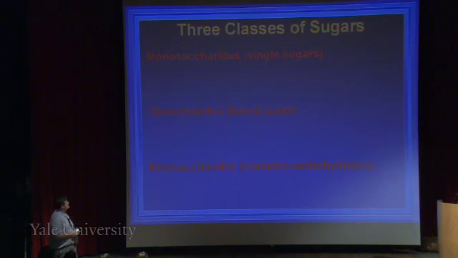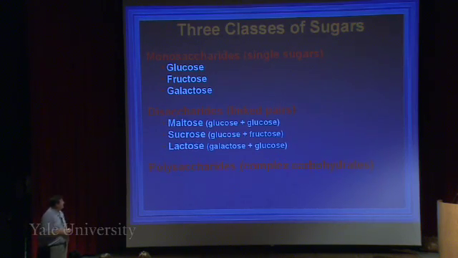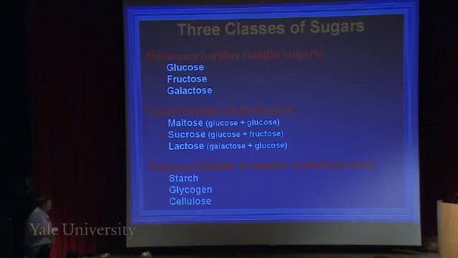There are three classes of sugar: monosaccharides, disaccharides, and polysaccharides. It's not so important that you know which sugars fall under each of these categories, but it is important to know that there are different categories of sugars. Under the monosaccharides, glucose, fructose, and galactose are the sugars. Disaccharides, where you have several sugars paired together, are maltose, sucrose, and lactose. You can see to the right of the sugars themselves which things are paired in this case. And then the polysaccharides are the complex carbohydrates, and that's starch, glycogen, and cellulose.